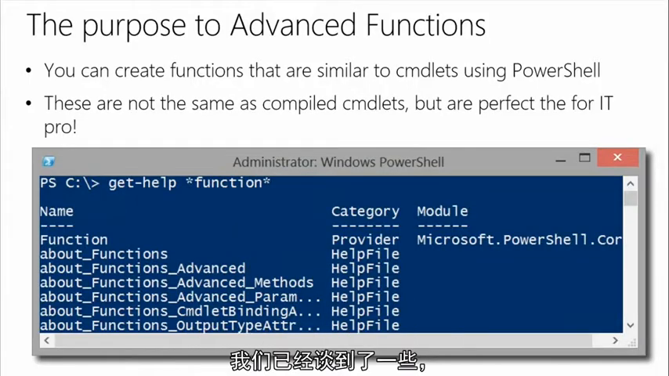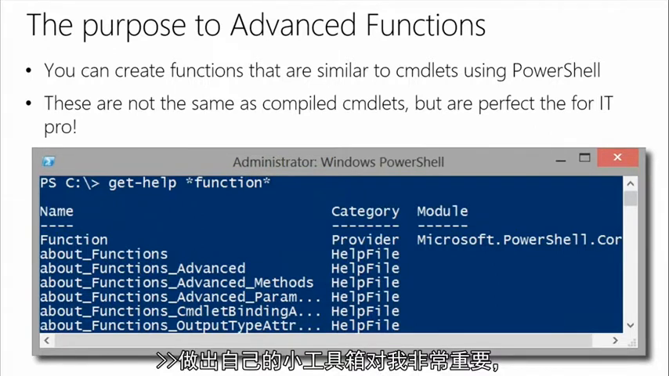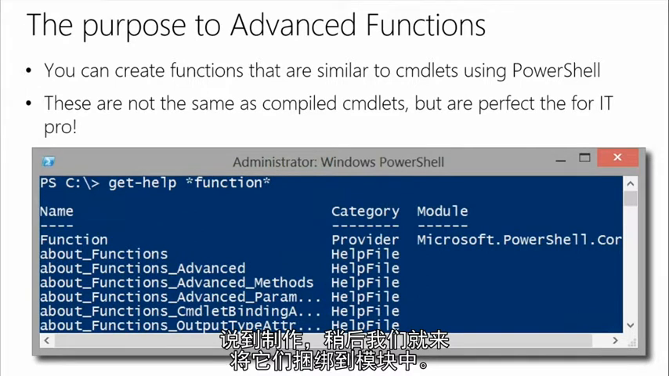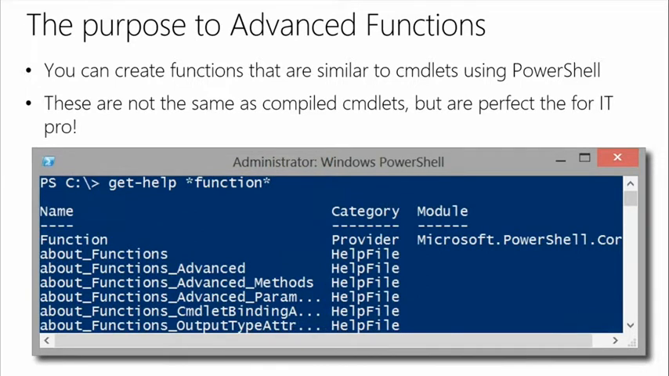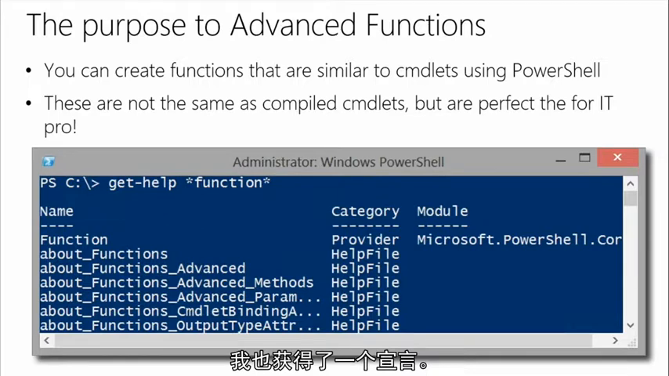So first of all, the purpose of Advanced Functions. Now, we've already talked about this a little bit, but this is me being able to make something that looks like commandlets. Yes. And that's important for me to make my own little toolboxes and to bundle them into modules later on. So when you originally wrote the manifesto, and I got to get me one of those. I got to get me a manifesto.